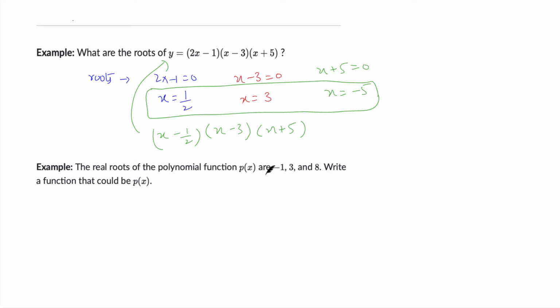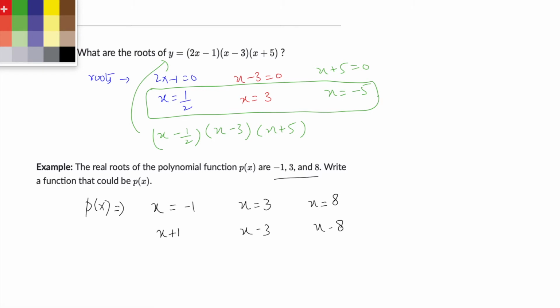In this question, the roots are given to us. The real roots of the polynomial function p of x are minus 1, 3 and 8. Write a function that could be p of x. We have our roots, so we work backwards. Basically, the roots are x equals minus 1, x equals 3 and x equals 8. We need to write them in factored form, which will become x plus 1, x minus 3 and x minus 8.